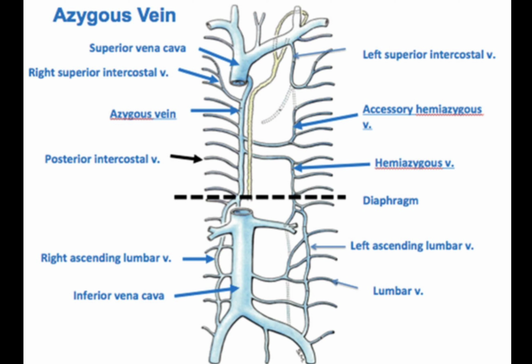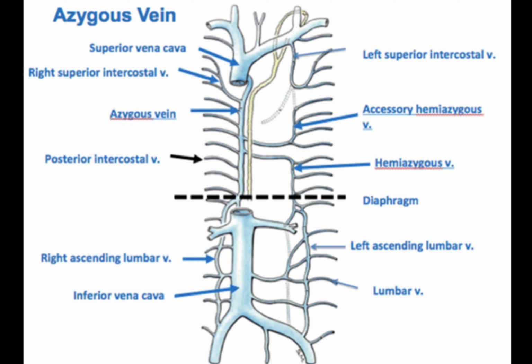And on the left side similarly there are the hemiazygous and accessory hemiazygous veins. The hemiazygous vein is formed by the left ascending lumbar vein, upper 2 lumbar veins, and subcostal vein, and then it pierces the diaphragm and ascends upward and takes the lower 4, that is the 8th to 11th posterior intercostal veins, and then it drains into the azygous vein.